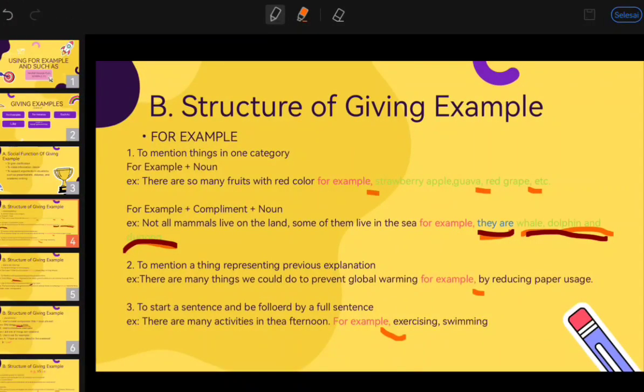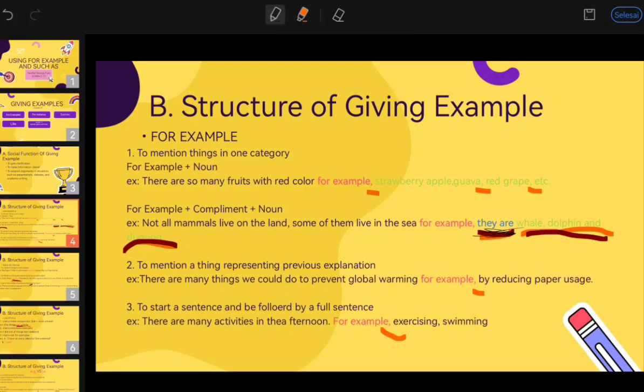For example plus complement plus noun. For example, not all mammals live on the land. Some of them live in the sea. For example, they are whale, dolphin, and dugong. There is a complement, and whale, dolphin, and dugong is a noun.